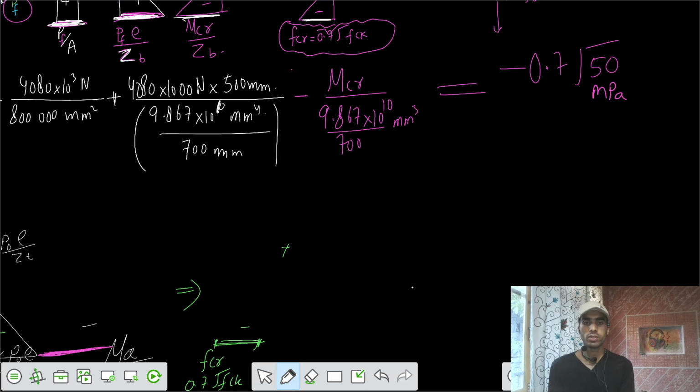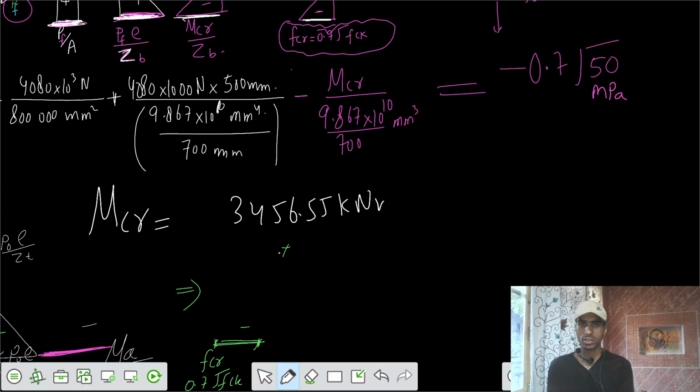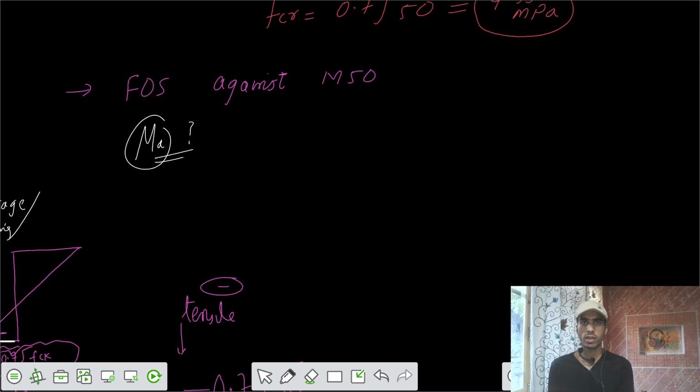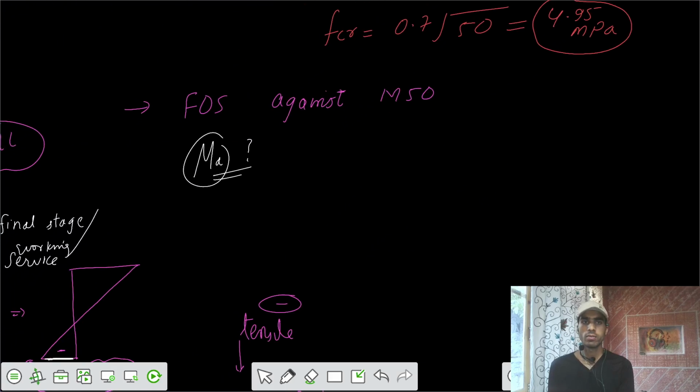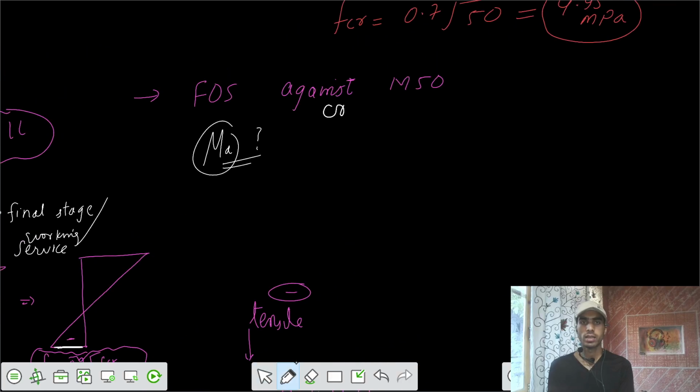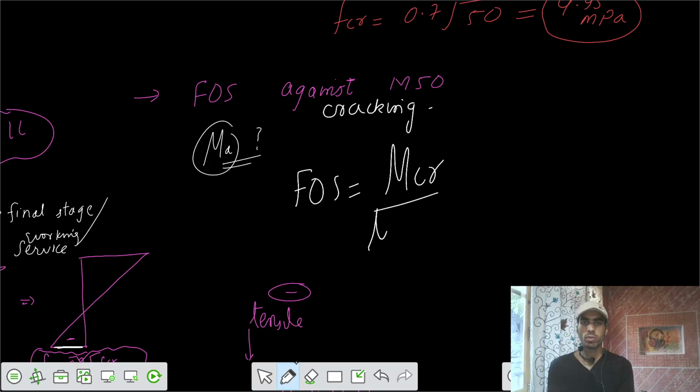So finally your cracking moment is coming out to be equal to 3456.55 kilonewton meter. This is your cracking moment. So we need to calculate the load factor, or we can say we have to calculate the factor of safety for that concrete against the cracking. So our factor of safety is cracking moment by actual moments, that's the working moment.